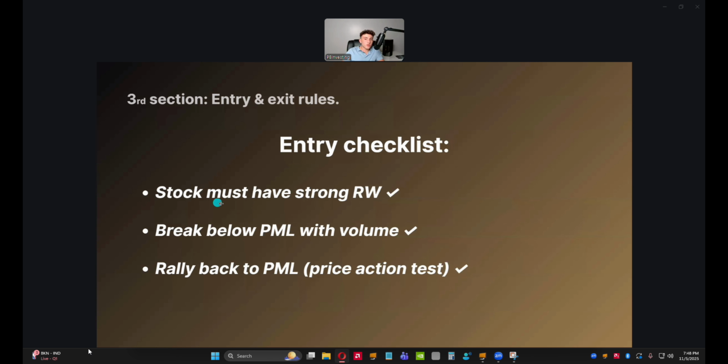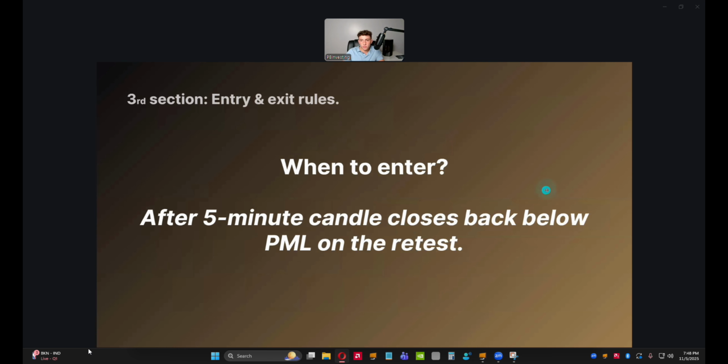So what I'm looking for is for the stock to have strong relative weakness, for it to break below pre-market low with volume, and for it to rally back to pre-market low, the price action test. Guys, save all your questions for the end of the class. I'll answer all of them. Now, when do you enter? You enter after a 5-minute candle close back below pre-market low in the retest.